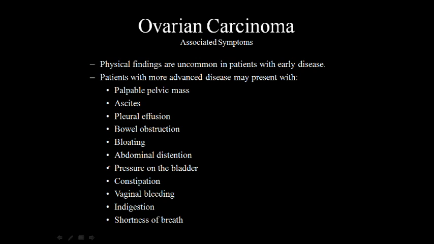So, symptoms of ovarian carcinoma. Physical findings are uncommon in patients with early disease. Patients with more advanced disease may present with a palpable pelvic mass, ascites, pleural effusions, bowel obstructions, bloating, abdominal distension, pressure on the bladder, constipation, vaginal bleeding, indigestion, shortness of breath. Usually you're going to have palpable pelvic mass, bloating, abdominal distension, and even pressure on the bladder as being classic symptoms of ovarian carcinomas.